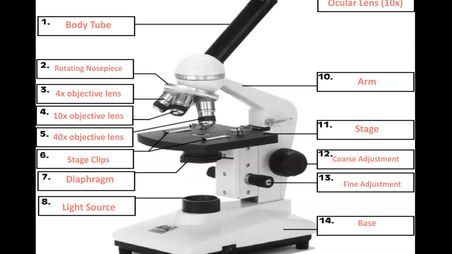Finally, the last structure that we need to be aware of is the base. The base is the support for the entire microscope. Again, when we carry the microscope, our hand goes under the base, the other hand goes on the arm, and we secure it to our chest.